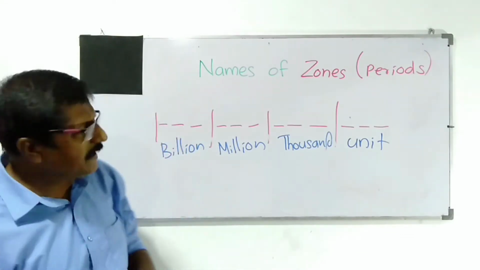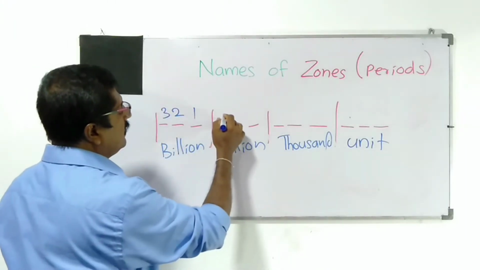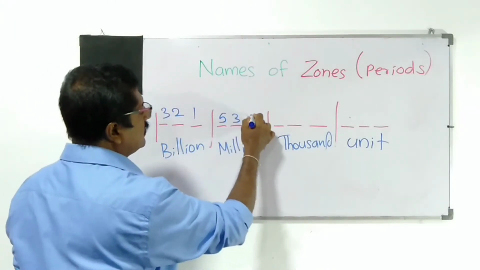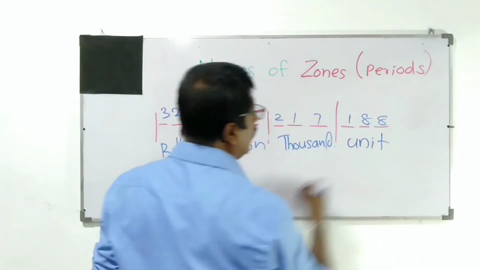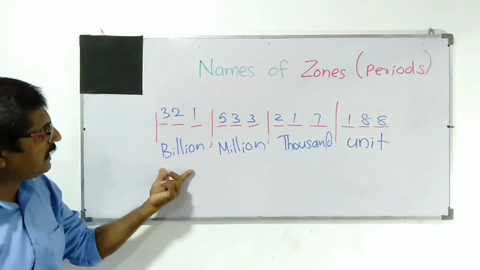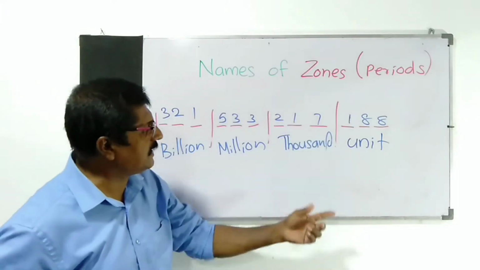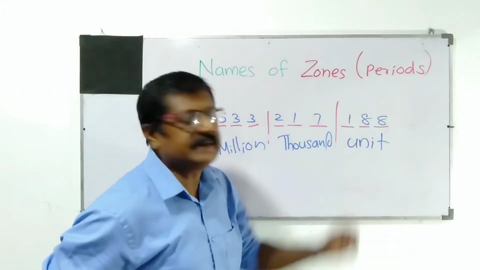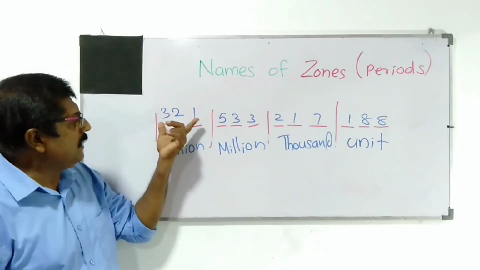Now how can we read the number? 321 533 217 188. How can we read this number? 321 billion 533 million 217,188. Remember one thing. For these ones we said billion.